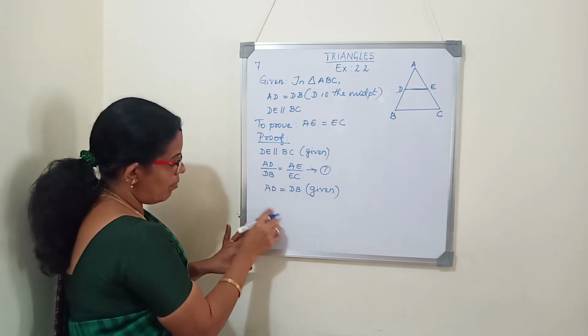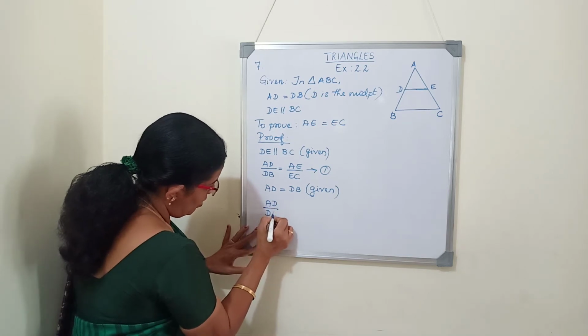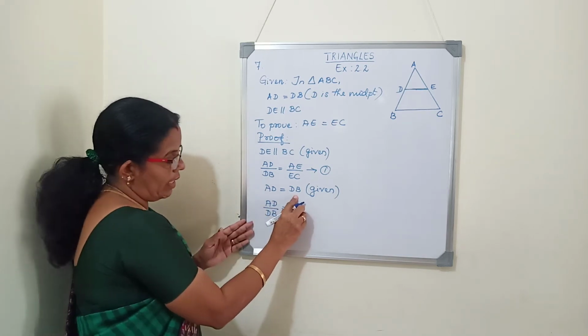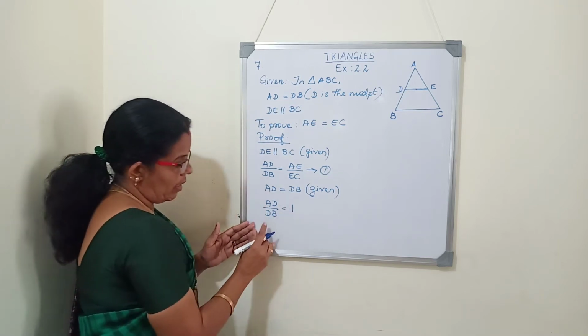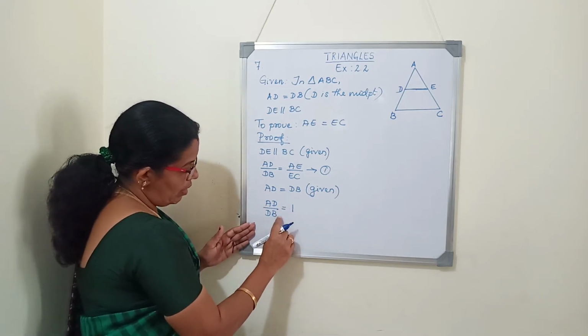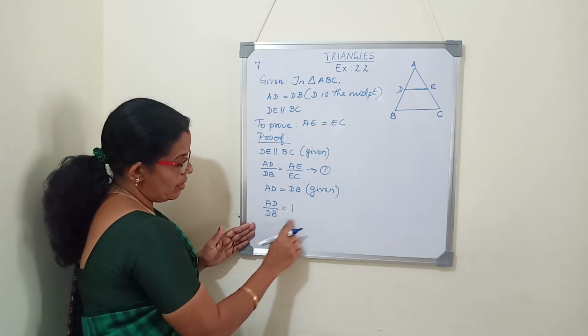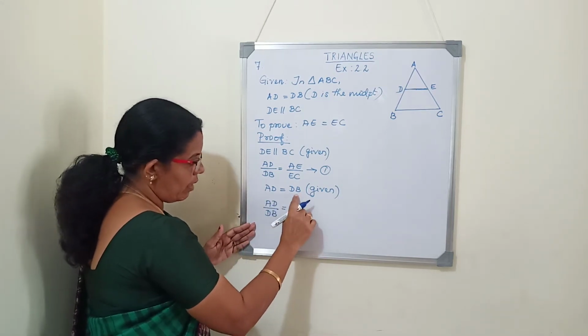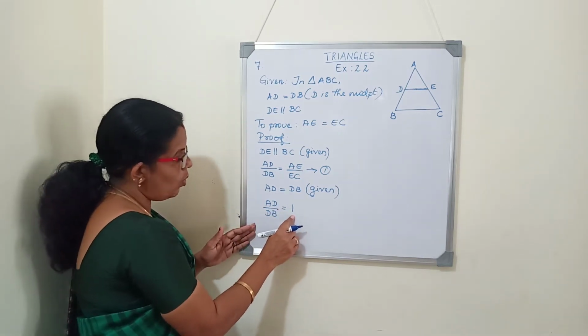Here, this DB we will divide on this side, that is AD by DB. Then what will we get on the right side? When you divide DB on the left side, we will get 1 here. When you cross multiply, DB into 1 becomes DB. So AD equals DB we will get. So instead of AD equals DB, I brought DB down. So AD by DB is equal to 1.